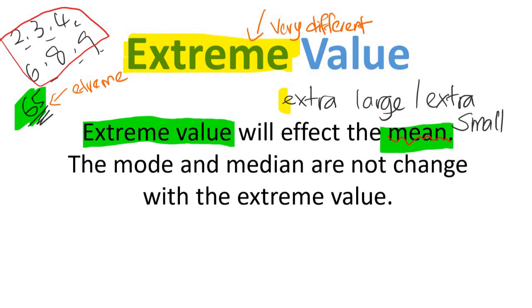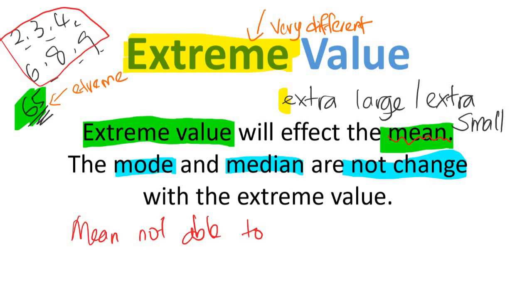But for the mode and median, there is no change. So sometimes when we have a set of data with an extreme value, the mean is not good to use to represent the data.